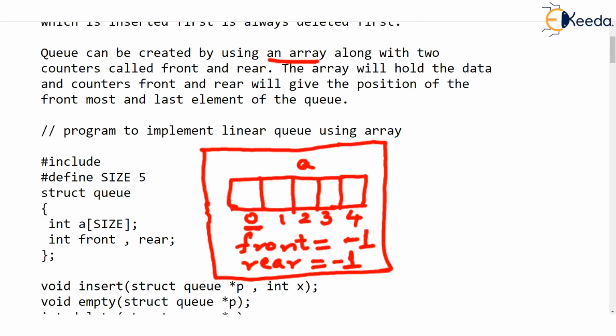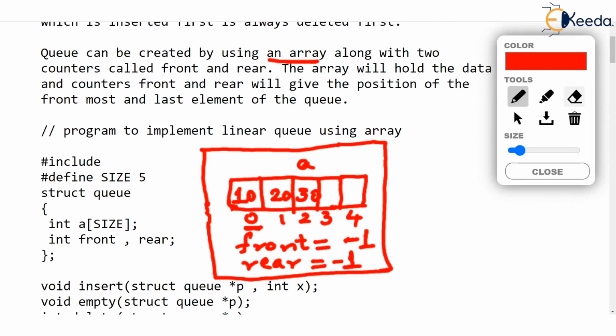Now just imagine that this queue contains three values: 10, 20, 30. And the values were inserted in that order. First we inserted 10, then we inserted 20, then we inserted 30. Now the situation is that front counter and rear counter won't be -1, obviously. So who is the front person? 10. But where is it stored?